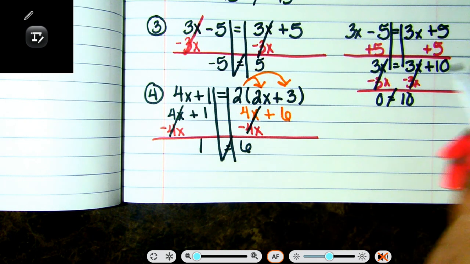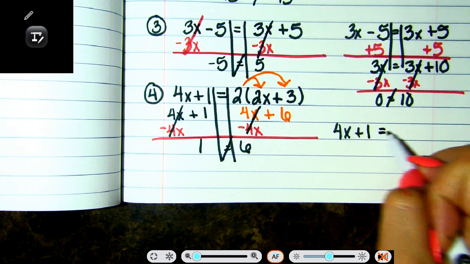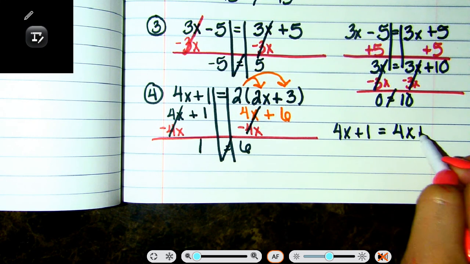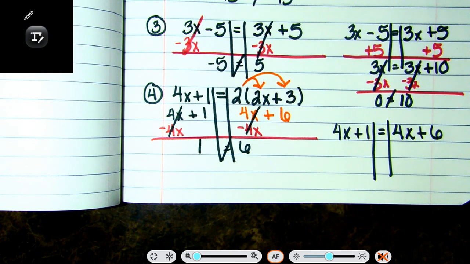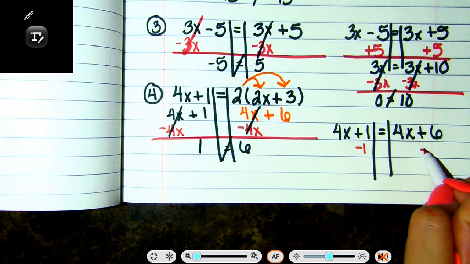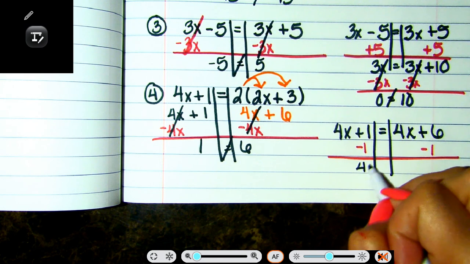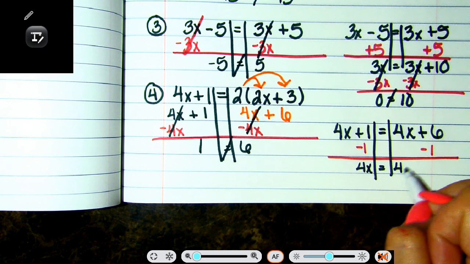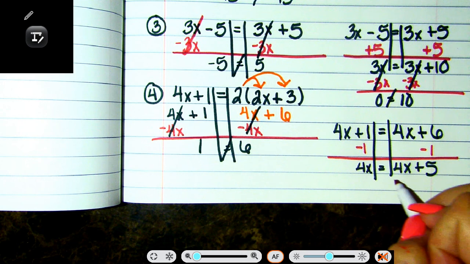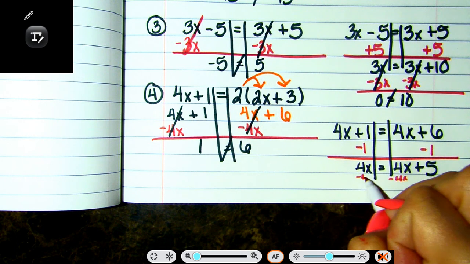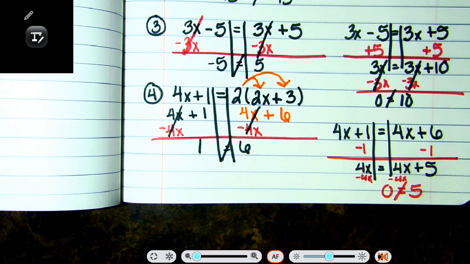Okay, what if I did it the other way? 4x plus 1 is equal to 4x plus 6. Okay, if I subtract my 1 over, I have 4x is equal to 4x plus 5. Subtract my 4x over. I have 0 is equal to 5, which is also a no solution.